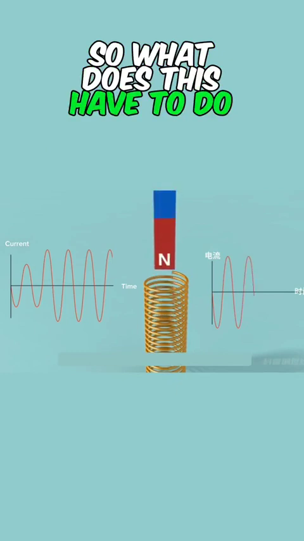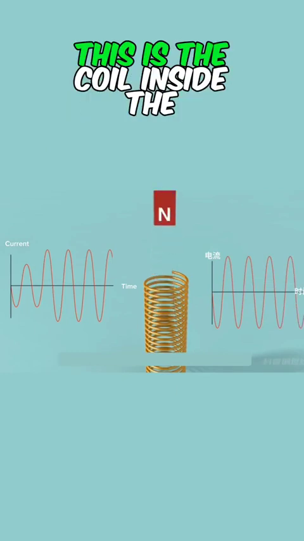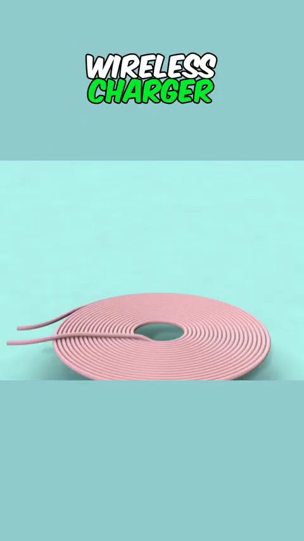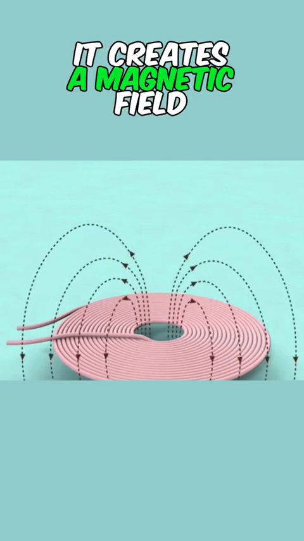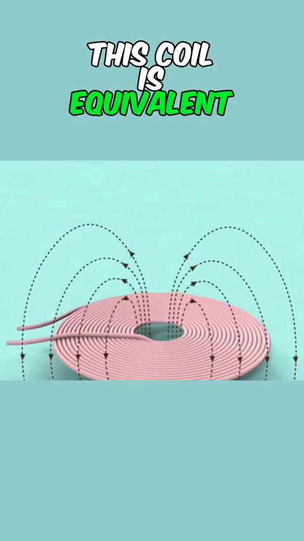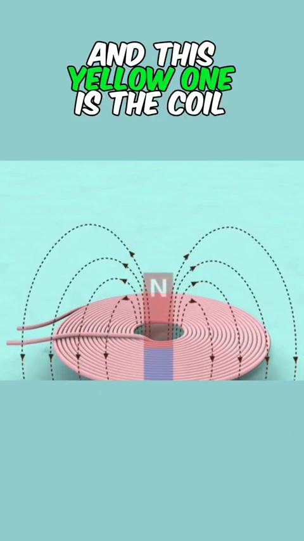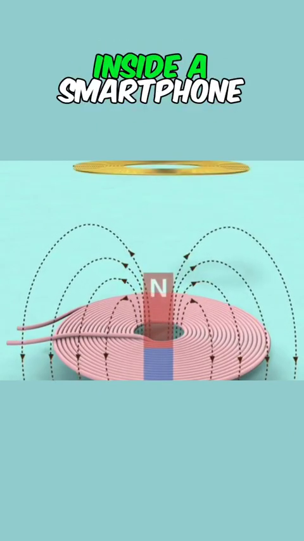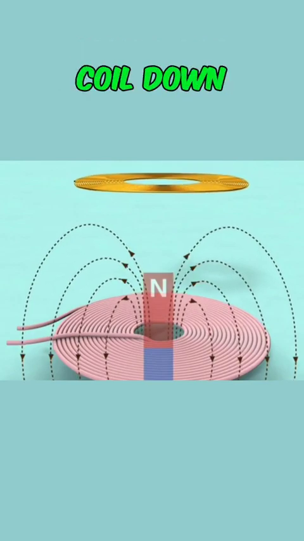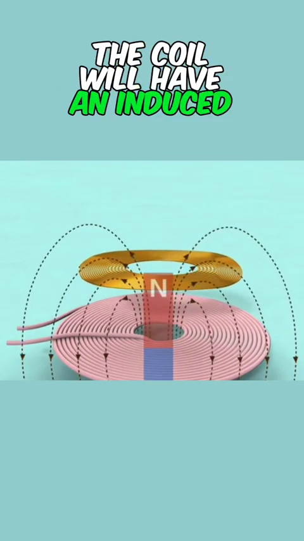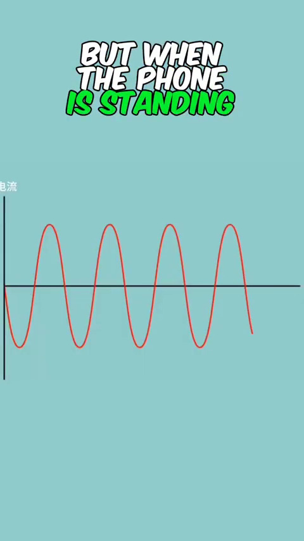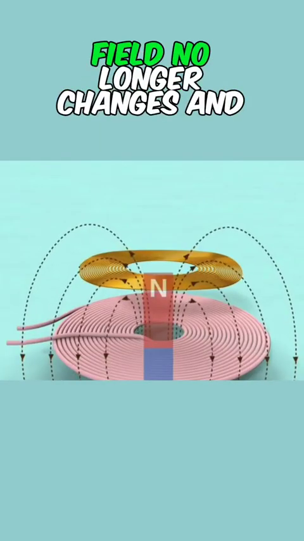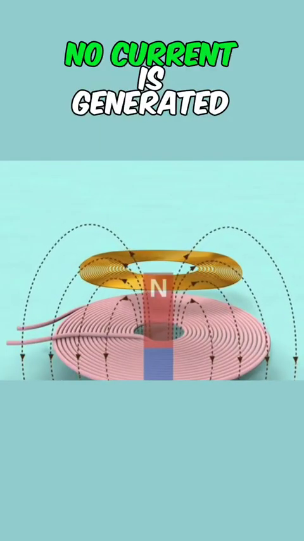So what does this have to do with wireless charging? This is the coil inside the wireless charger, and when the current passes through the charging coil, it creates a magnetic field. This coil is equivalent to the magnet in front of it, and this yellow one is the coil inside a smartphone. If you put the smartphone coil down, the coil will have an induced current due to the change in the magnetic field.